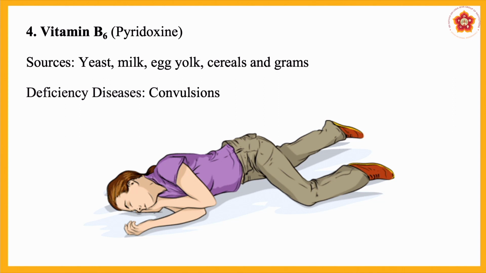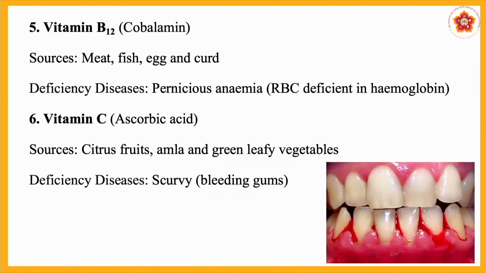Fourth one is vitamin B6, that is called pyridoxine. Sources are yeast, milk, egg yolk, cereals and grams. Deficiency disease is convulsions. Convulsions means suddenly the person will fall down and will not be conscious. That is called convulsions, and it is because of vitamin B6 deficiency.